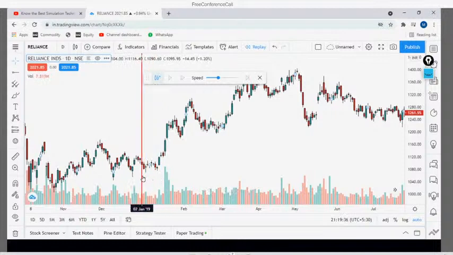From Jan. Yeah, from here. Okay, you can see this red color bar. When you select, automatically, it will show you one red color vertical bar.